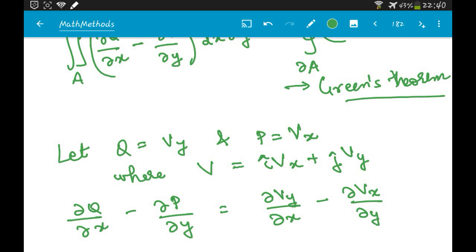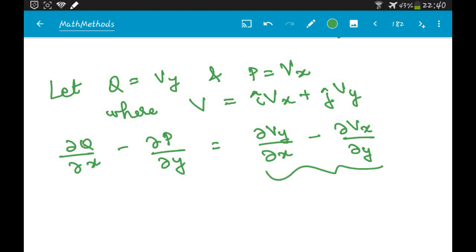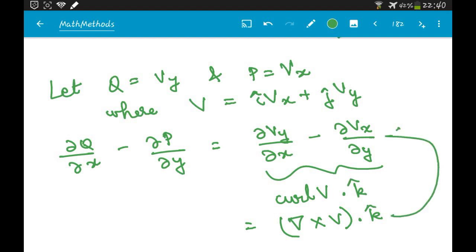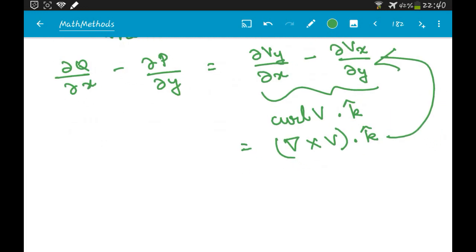Okay, so when you look at this, what is this actually? This is nothing but curl of v dot k. So this is nothing but del cross v dot k. Okay, so when you do del cross v dot k, you are going to get this. Now let's look at the other part. The other part is p dx plus q dy.